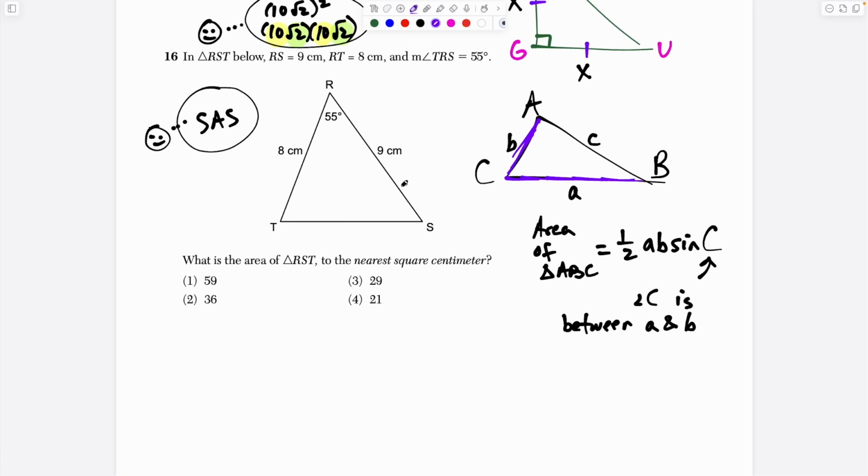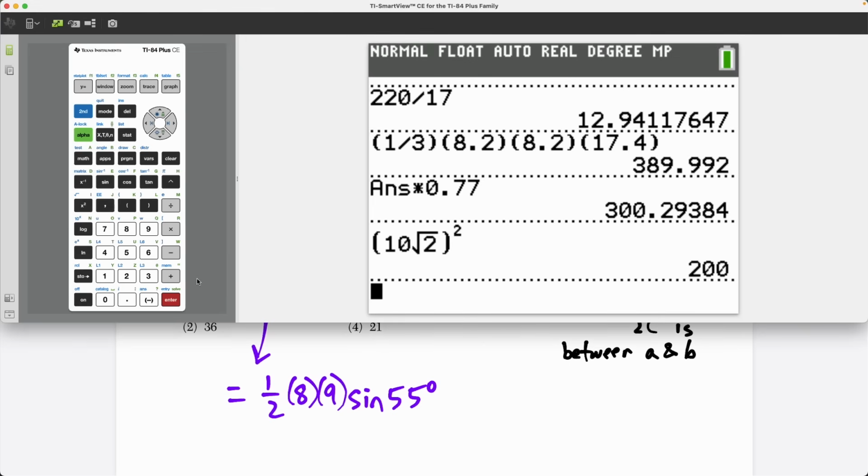So now let's go ahead and use it. The area of triangle RST is equal to 1/2, and then I multiply 8 times 9. And then I multiply that by sine of the angle between them, and the angle between them is 55 degrees. So now we just go to the calculator, and for 1/2 I could write the fraction, or I could do 0.5. So I have 0.5 times 8 times 9, pretending I don't know 8 times 9 is 72, and then sine of 55 degrees.